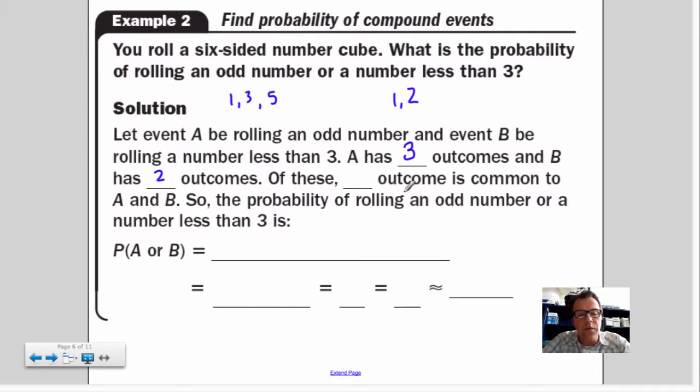And so realize, if you were just to add up 3/6 plus 2/6, you should say, wait a second, I've considered the 1 twice, but you can only get a 1 one way. So you have to subtract the overlap, and that's what this formula is. So here you should say that's 4/6, 2/3, or 66.7%. So does it make sense? Again, you've got to read carefully and look for this overlap: an odd number and a number less than 3, this 1 gets repeated, and you want to subtract it out.